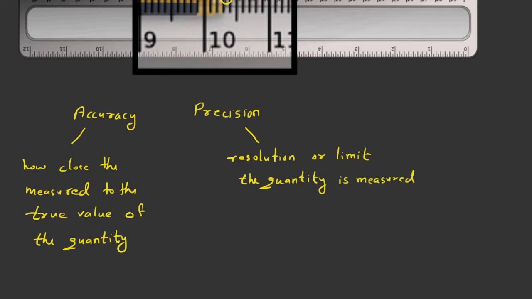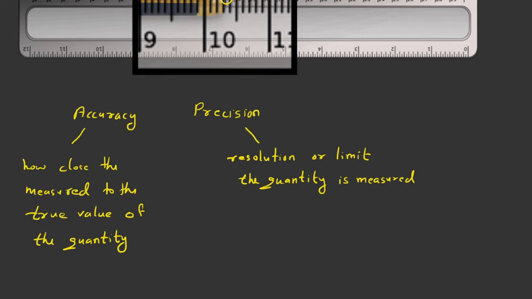In our measurement of the length of the pen, we can see the measurement with the millimeter scale is more accurate than the measurement with a centimeter scale. Precision tells us that the measurement with the millimeter scale is measured with a precision of 1 millimeter, that is 0.1 centimeter. The precision in the centimeter scale is 1 centimeter. So that is accuracy and precision.